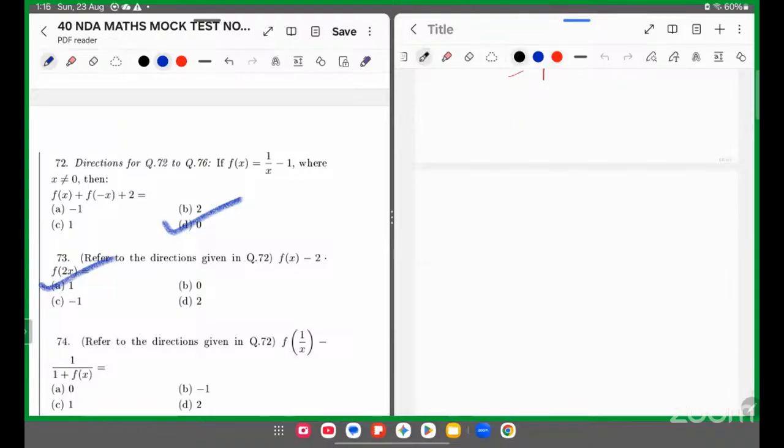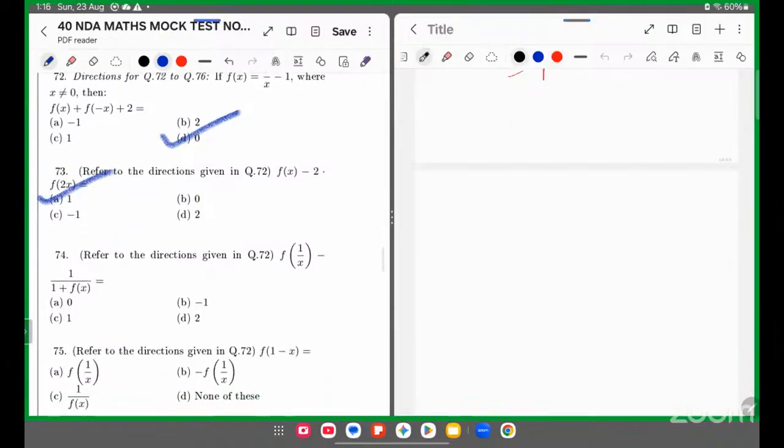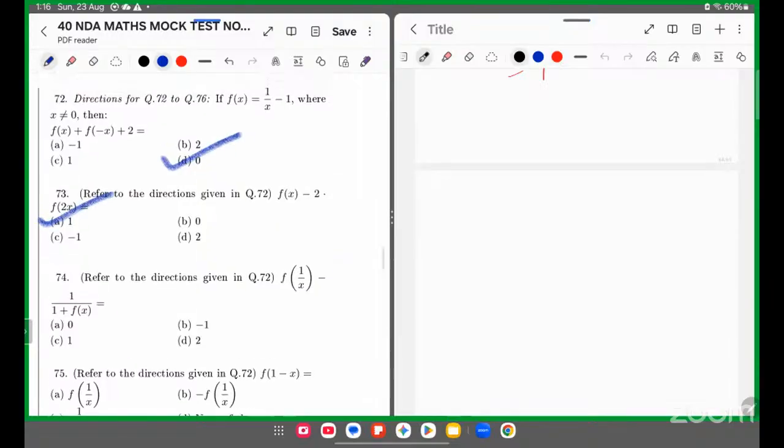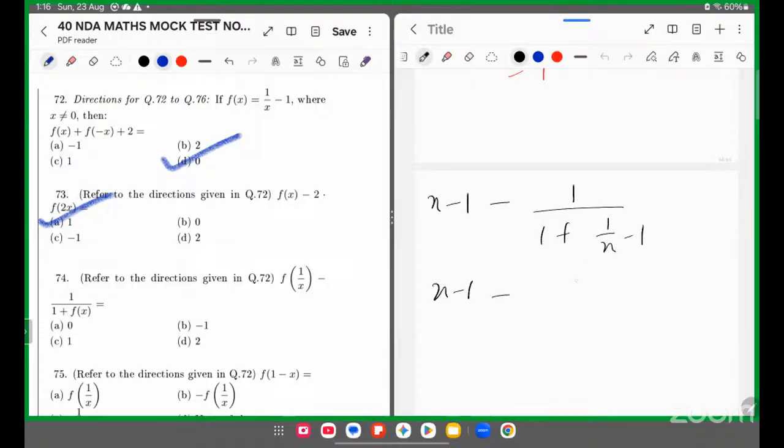74. f of 1 by x becomes x minus 1 minus 1 by 1 plus f of x is 1 by x minus 1. So x minus 1 minus 1 plus 1 cut. So it will become x cut. So answer will be minus 1. 74 answer is B.